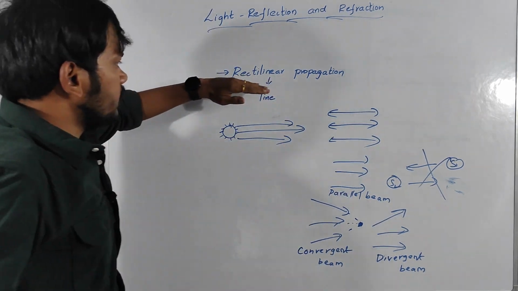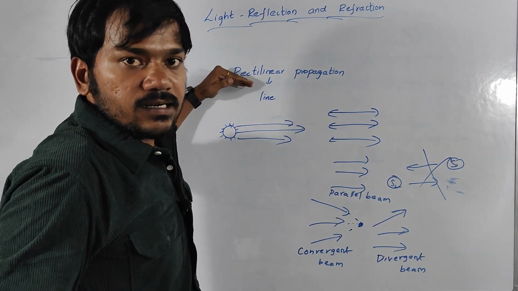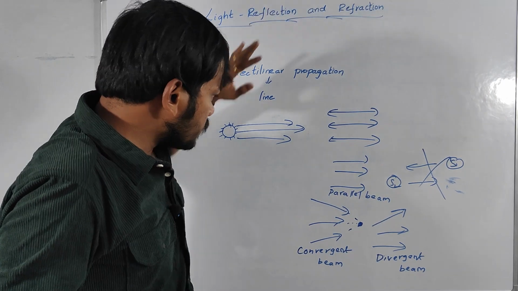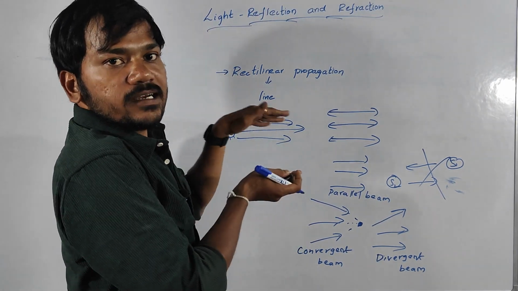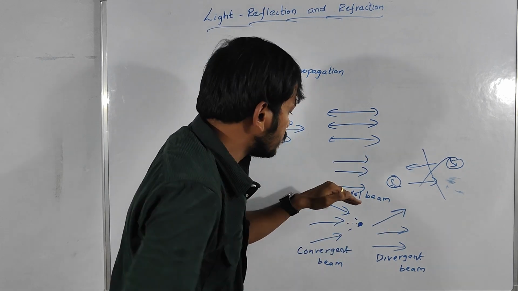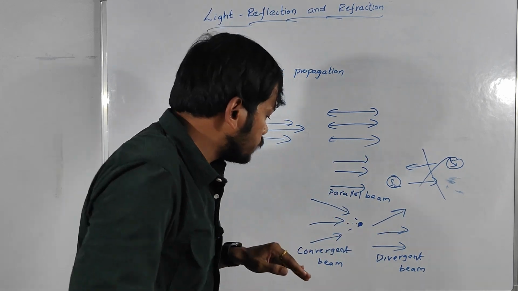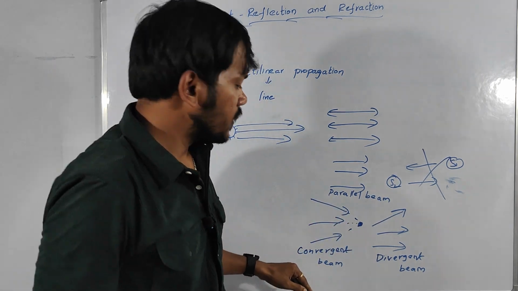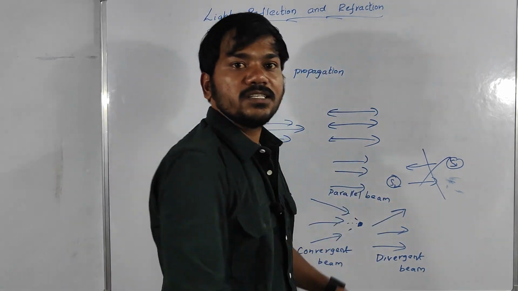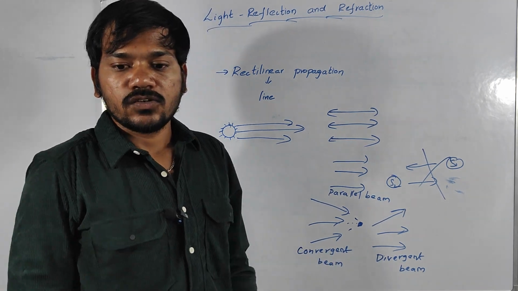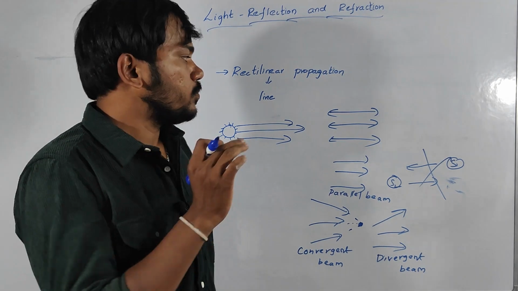So in rectilinear propagation, what have we studied? Light travels in the form of straight lines. And we studied what is a beam? A collection of those light rays. And if those light rays are traveling parallel to each other, they are said to be a parallel beam. If those light rays are moving towards each other, it is said to be a convergent beam. If those light rays are moving away from each other, it is said to be a divergent beam. So this is about rectilinear propagation.